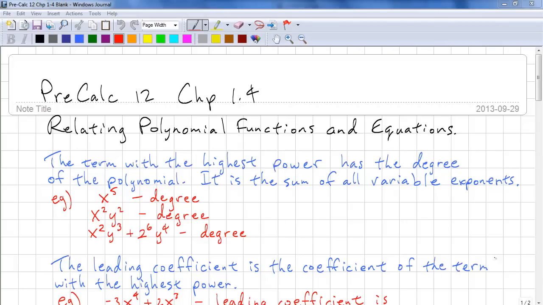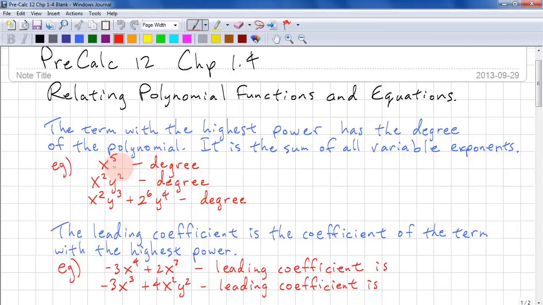This is Pre-Calc 12, Chapter 1.4. We're going to cover relating polynomial functions and equations. First of all, we're going to learn a definition, the degree of a polynomial. This is the term with the highest power. It's the sum of all the variable exponents.